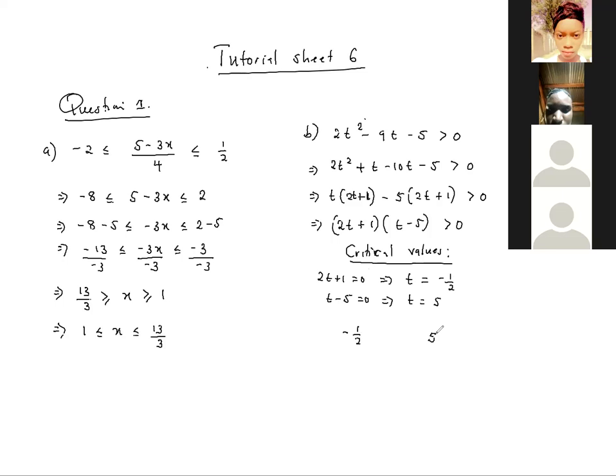Here we need to pick a number in between negative half and 5. The easiest number to use here is 0. So we can pick 0. The number bigger than 5, we can pick 6. The number less than negative half, we can pick negative 1. And then bring down 2t plus 1 and also t minus 5. And then we'll have the product 2t plus 1 and t minus 5.